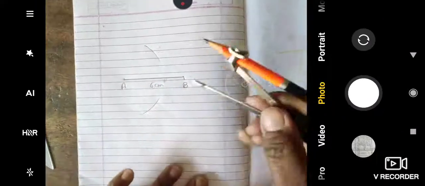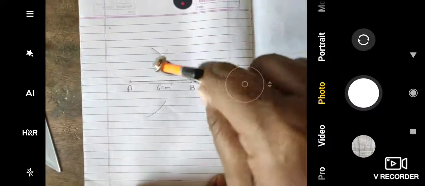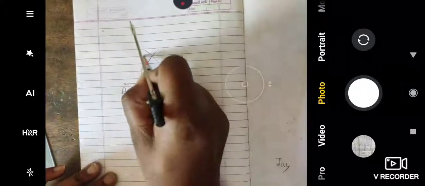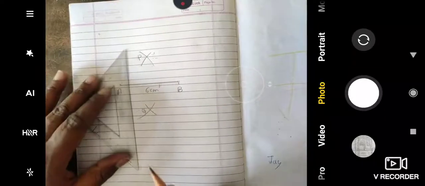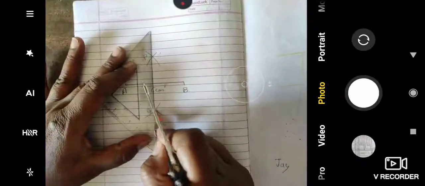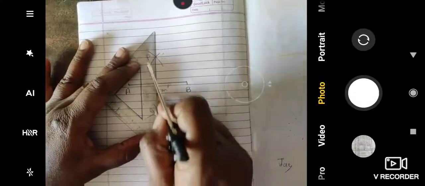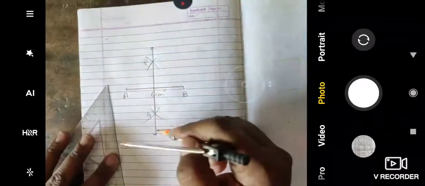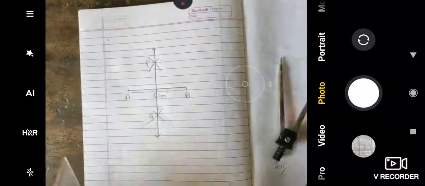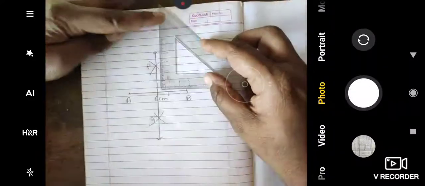Now without changing the distance, keep this distance same, don't change. Keep this metal point on B and draw the arcs which intersect the first arcs, and just name them P and Q. Now we have to join this PQ. So this is my perpendicular bisector. PQ is perpendicular on AB. Whether my construction is correct or wrong, that I will check now.